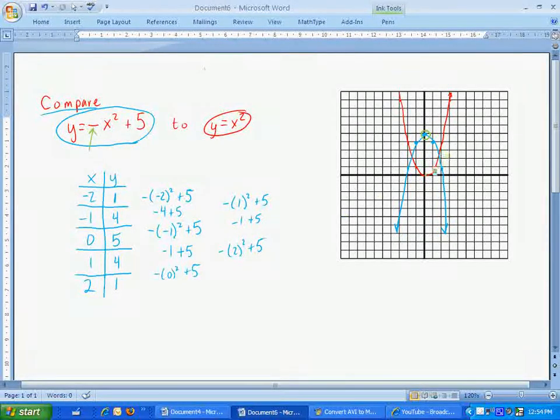Now I notice that the graph is actually the same width. It has about the exact same shape. It's just been flipped upside down. And so compare also means say what's the same. So I can say it has the same width, but it has been flipped upside down and the vertex has moved up 5 spaces. The vertex moving up 5 spaces comes from that right there. If that had been a minus 5, then my graph would have moved down 5 spaces. And so hopefully you can look at these things and compare the two graphs. And now I think you're ready for your homework.